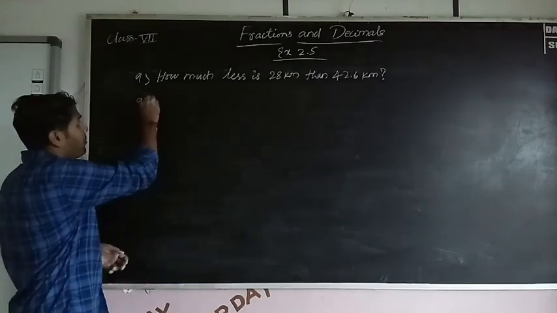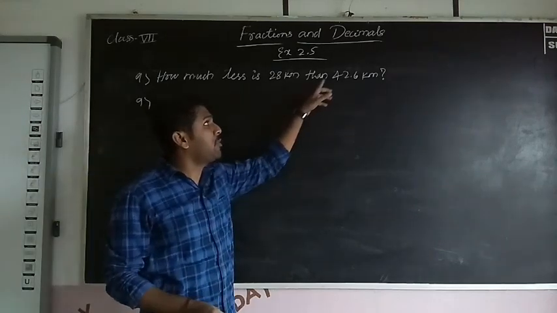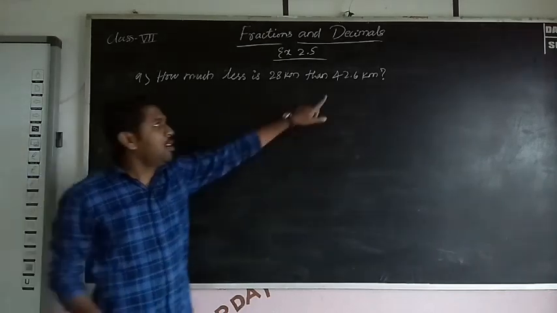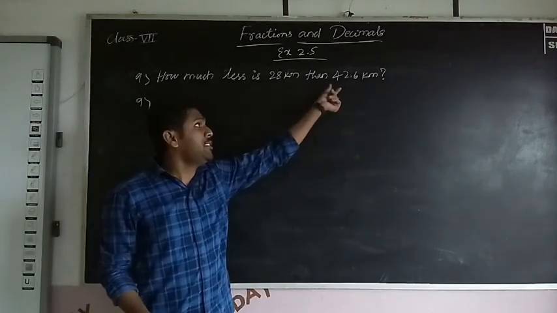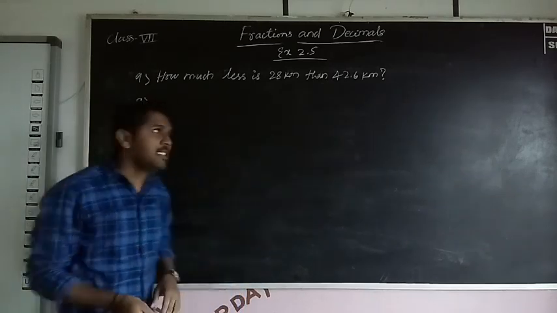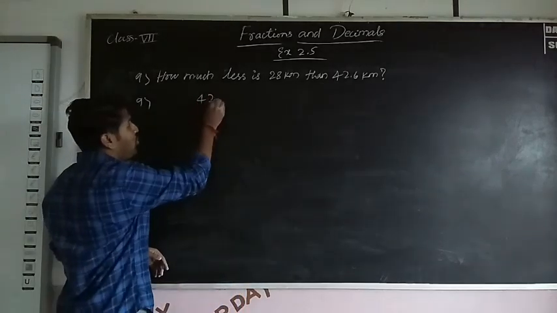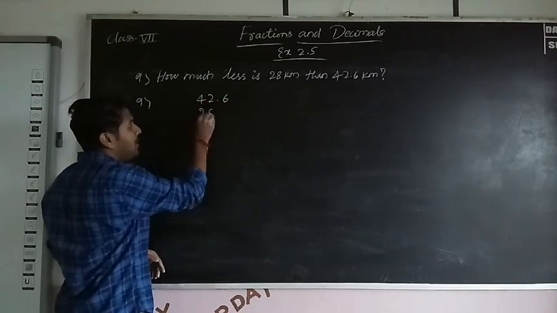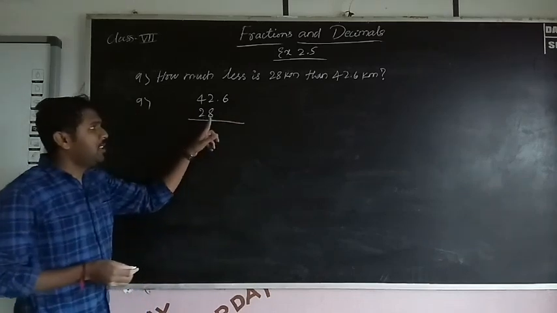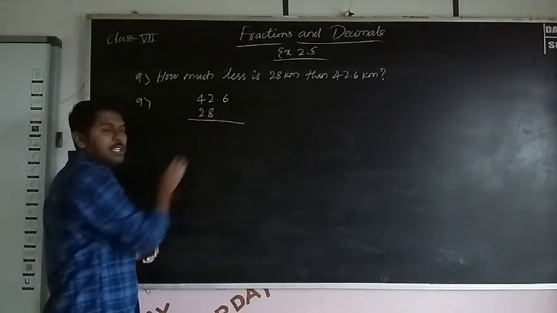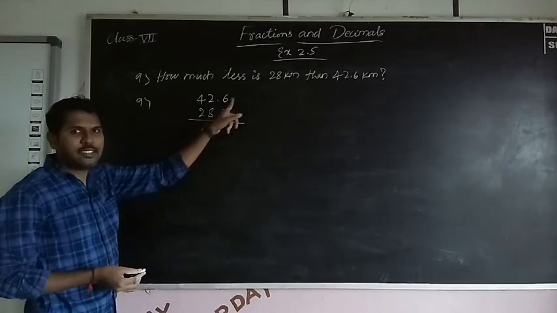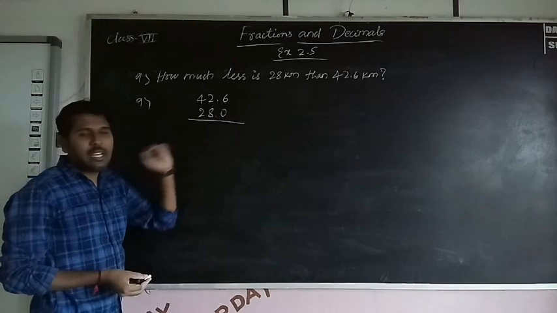So what is this? How much less is 28 km than 42.6 km? How much less means subtract it, you will get how much less. So subtract 42.6 minus 28. So here 28 is there, and there is no decimal point, so I take it as 0 because here one digit is there. These are unlike decimals. Now I converted it into like decimals.